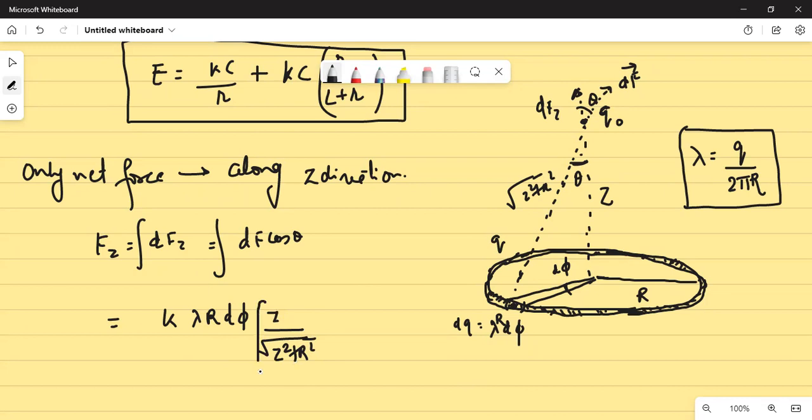Cos theta would be this, I have written here, and this is k dq, and this will be q naught upon r square. And what will be r square? This will be z square plus r square. Is that clear? So overall, this would be the thing.